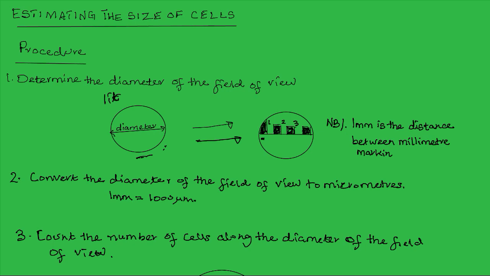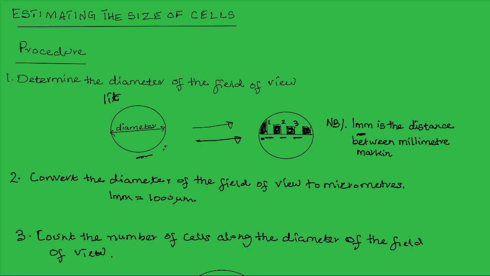Now remember that 1 millimeter is the distance between one marking and the next. That is 1 millimeter, second millimeter, third millimeter. So you determine the diameter of the field of view by counting the number of spaces between the millimeter markings. In this particular case, there are 3 spaces, which means the diameter of the field of view is 3 millimeters.